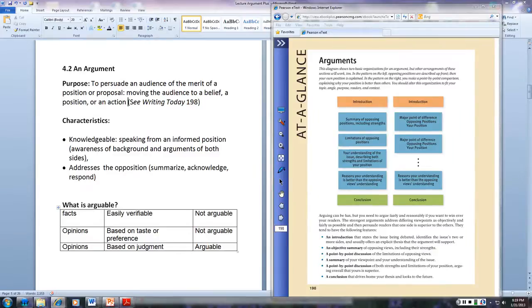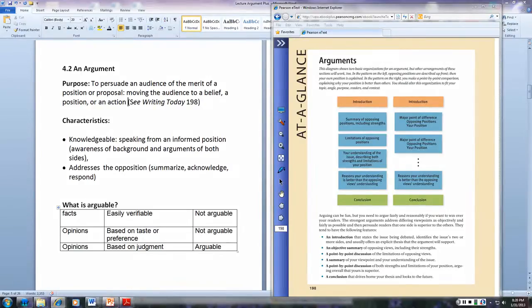Page 198 of Writing Today has this illustration of the organization of an essay that is an argument. It shows you that, as always, you have an introduction and a conclusion, but you will notice that in both of the organizational structures that is offered to you, that you address the opposition. That is, you summarize the opposing position and you address it, both its strengths and its weaknesses. And so that's what it means when it tells you within the characteristics that you are knowledgeable, that you are speaking from an informed position, that you have an awareness of the background and the positions of both sides, that you address the opposition, that you summarize the opposition, you acknowledge it, and you respond to it.